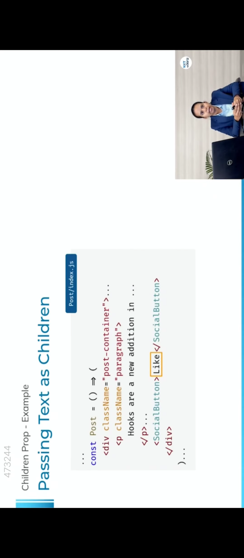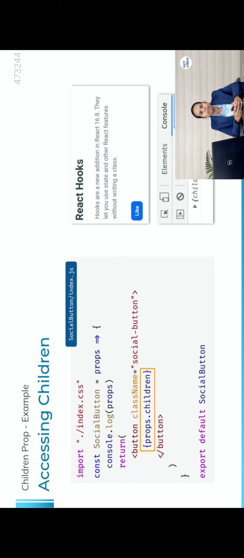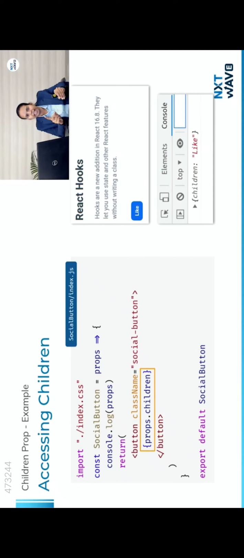So here you can see that we have SocialButton. This SocialButton is a component, and within the opening and the closing tag, we have written the like text, right? So now this like text would be considered as children, and it will be passed as a value to the children prop. Now let's have a look at that. Within the SocialButton component, you can see we are doing console.log of props, and you can see the output there. For children, we have the like text.